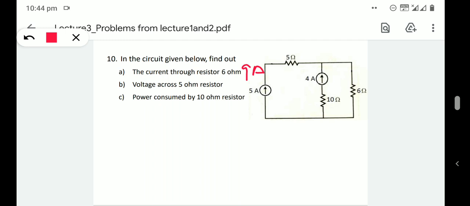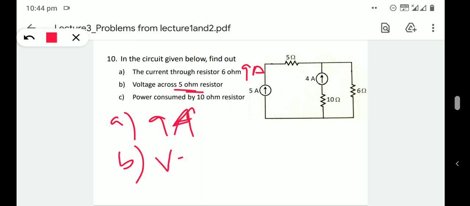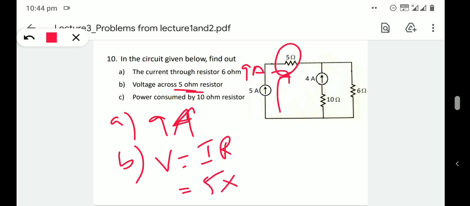Then the voltage across the 5 ohm resistance. Voltage is equal to I into R. The current flowing through the 5 ohm resistance is this 5 ampere. So 5 into resistance, which is again 5, gives 25 volt.